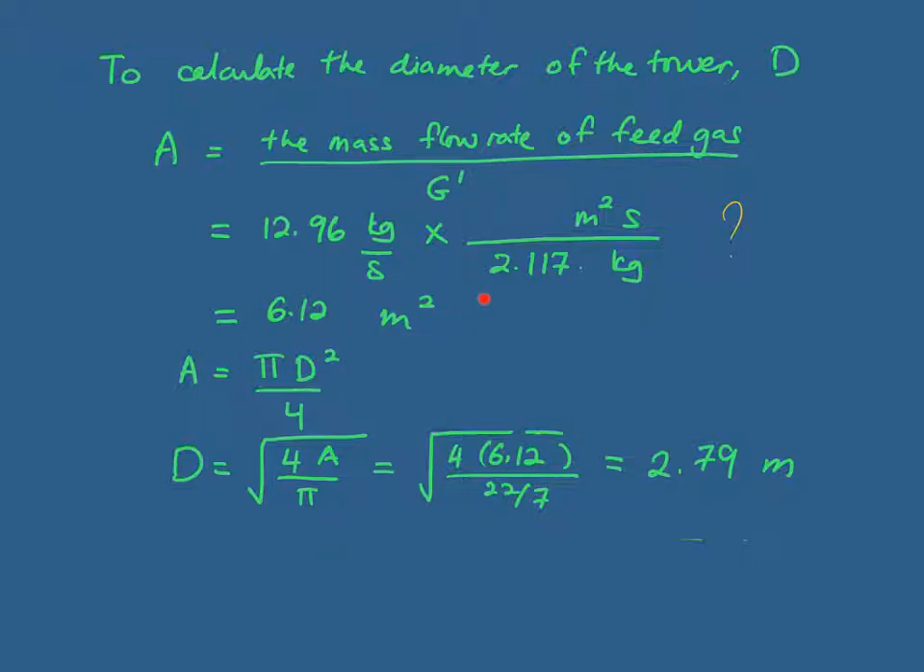to 6.12 meters squared. So from the area that we have, we're going to calculate the diameter of the column, or diameter of the packed tower. Based on the calculation, we get 2.79 meters as our diameter for the packed column.